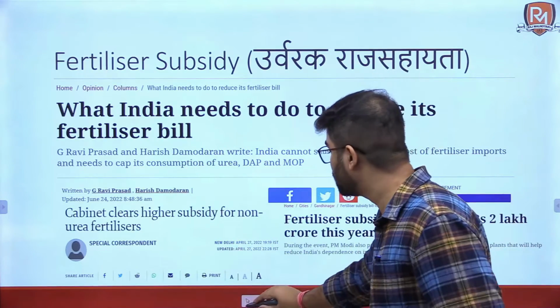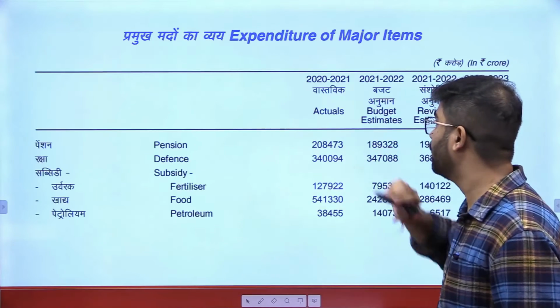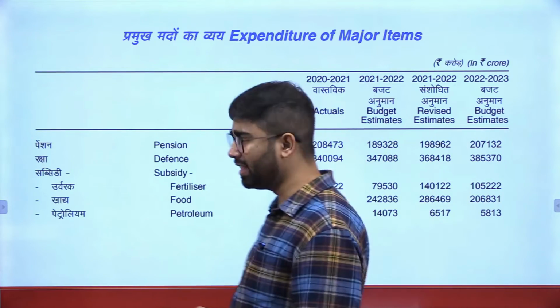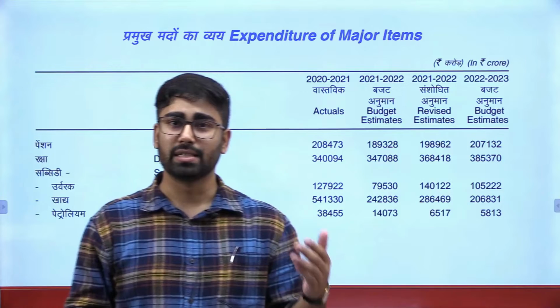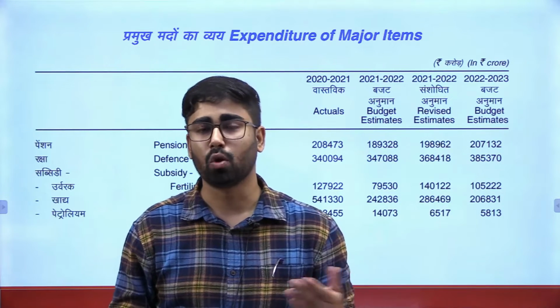So now we are going to see what is the mechanism of fertilizer subsidy in India. Now see, fertilizer is needed to grow food as well, not only food crops.